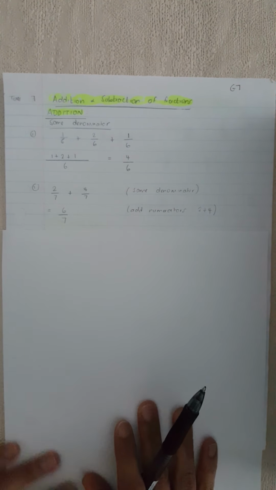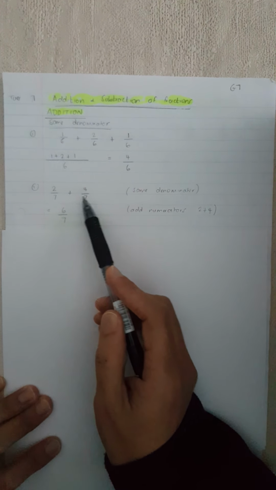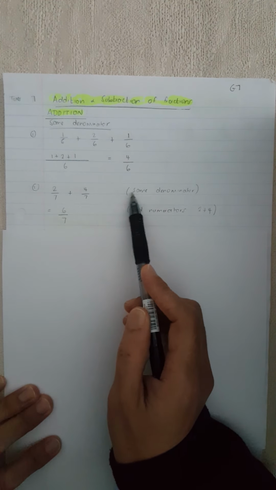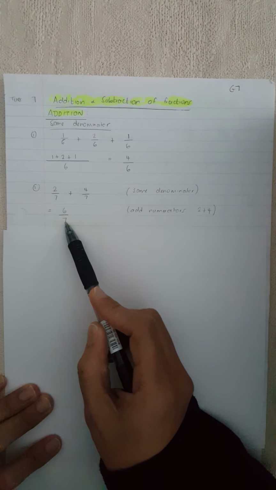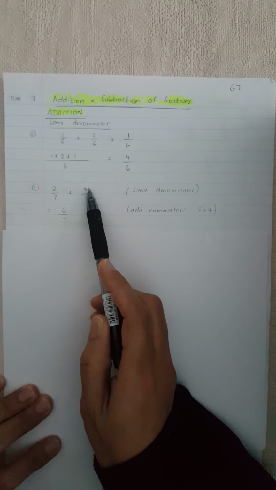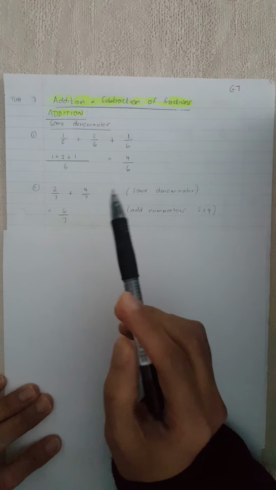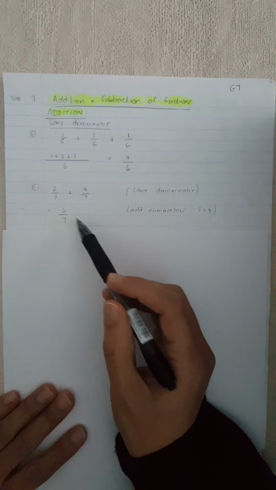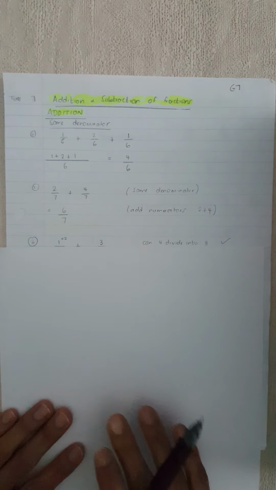Let's look at another example. This example says 2/7 plus 4/7. Remember, we have the same denominator. So we're keeping the denominator at the bottom, and we're just adding the numerators, which is 2 plus 4, which gives us 6. So our answer becomes 6/7. So when you see fractions with the same denominators, you know it's very easy to add like that.